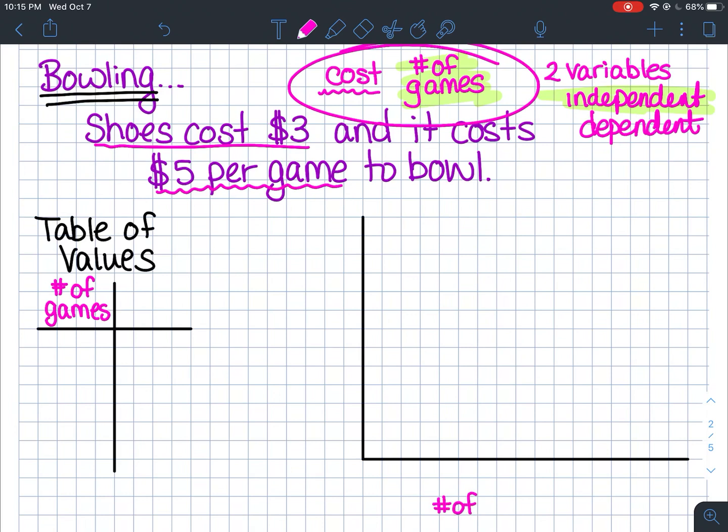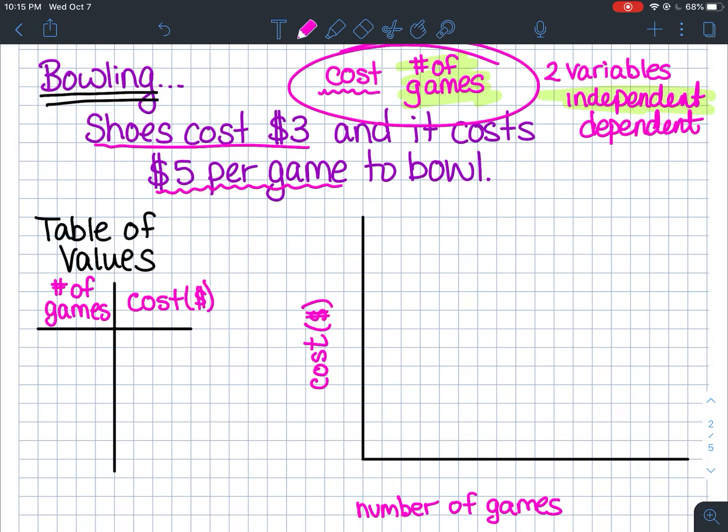Sorry, I'm using that hashtag. It's not a hashtag, it's short form for number. Number of games, that's probably not really good to use though, eh? I should actually write number. Sorry, I'm being lazy. Okay, and then I know that cost is going to be my dependent one, so it's going to go here. And I'm going to write it on my y-axis or my vertical axis, and that's going to be in dollars.